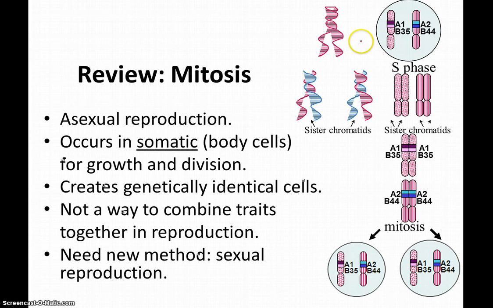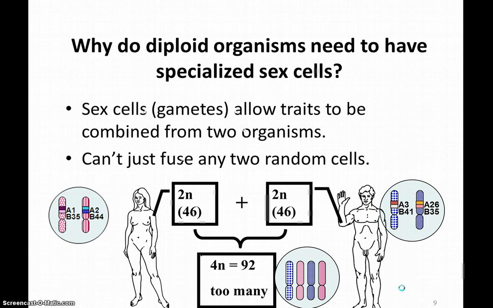And you can see that the cell we start with here is exactly like the 2 cells that we end up with down here. This is not a way to make new traits for reproduction, okay? If you want to do sexual reproduction, you need a different method, and that's meiosis. So, diploid organisms need specialized sex cells. They allow the traits to be combined from the 2 different organisms, mom and dad standing there, okay?